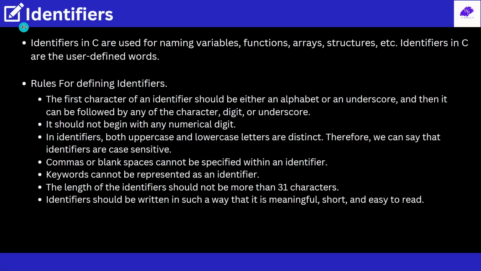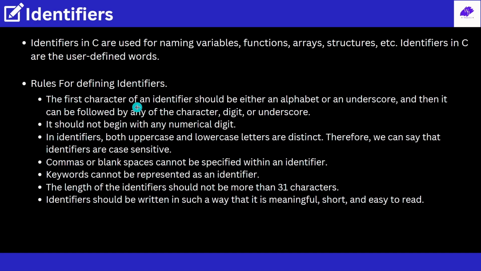Next is identifiers. As the name indicates, identifiers in C are used for naming variables, functions, arrays, structures, etc. Identifiers in C are user-defined words. So we can link identifier words with the names given to human beings. This boy's name is different, another boy's name is different. In the same way, the variable name, function name, and array name differentiate the functions and variables by these identifiers.